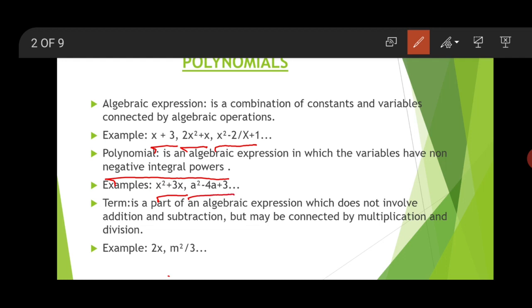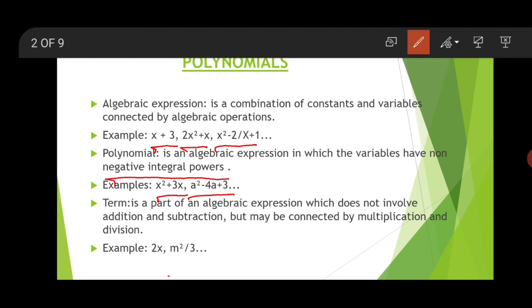Here, just see the variable's power here: 2. Here the variable's power is 1, and it should not be written as x power 1; it is understood, 3x. Here a, its power is 2. It is also a whole number. Again a, its power is 1, and plus 3.